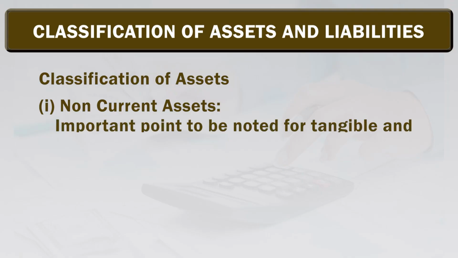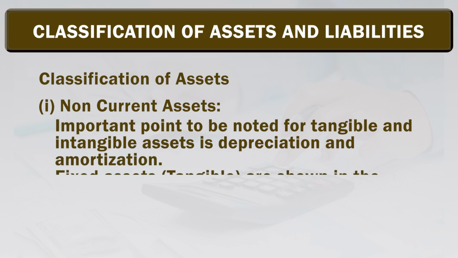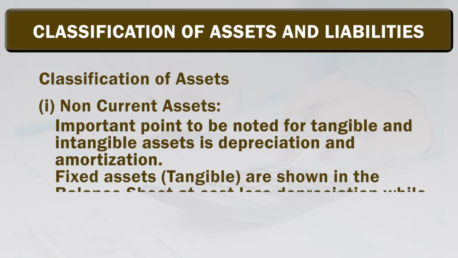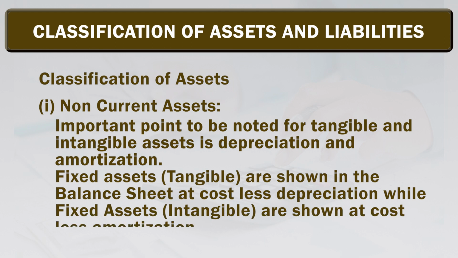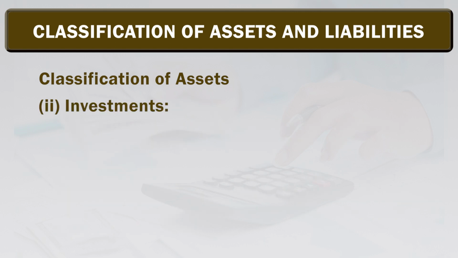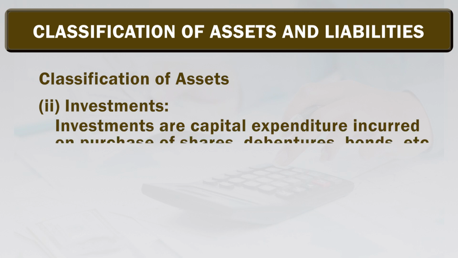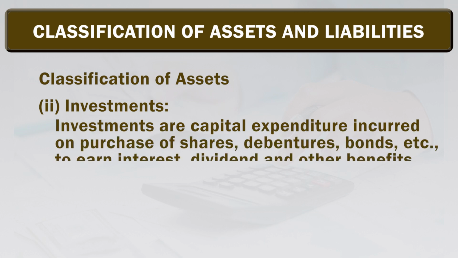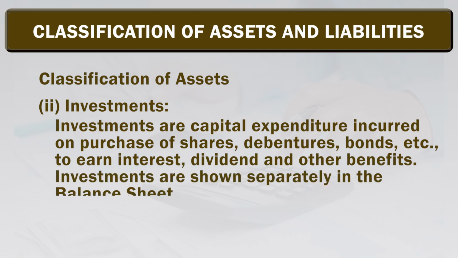Now, friends, an important point pertaining to tangible and intangible assets is about depreciation and amortization. Friends, note here: tangible fixed assets are shown in the balance sheet at cost less depreciation, while intangible assets are shown at cost less amortization. The next item on the asset side is investments. Investments are capital expenditure incurred on purchase of shares, debentures, bonds, etc. to earn interest, dividend and other benefits. Investments are shown separately in the balance sheet.